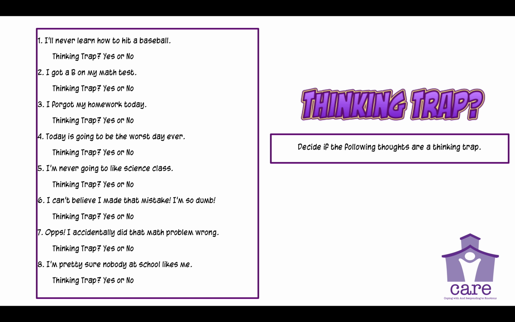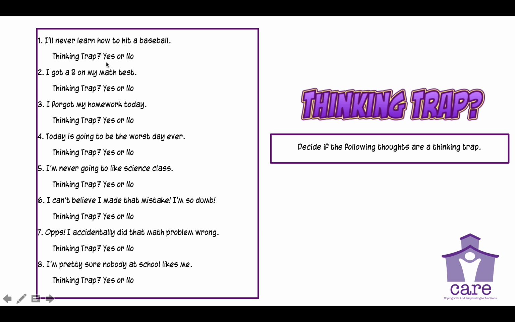And so on page 80 of the student workbook, we have an opportunity for students to practice identifying if the statement is a thinking trap or just a fact, because we really want to make sure we're separating for students the difference between a thinking trap, which is that really negative, extreme, and unhelpful thought, and just maybe a fact that maybe isn't the most positive fact. So, for example, this first statement here is, "I'll never learn to hit a baseball."